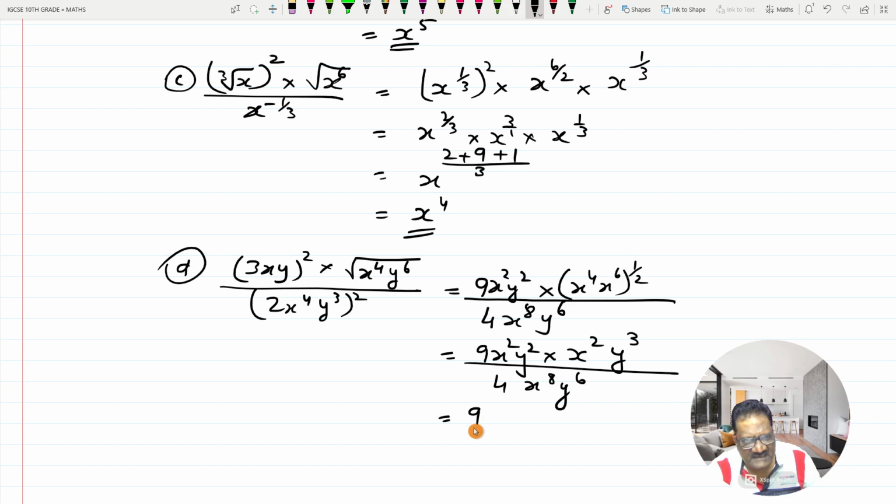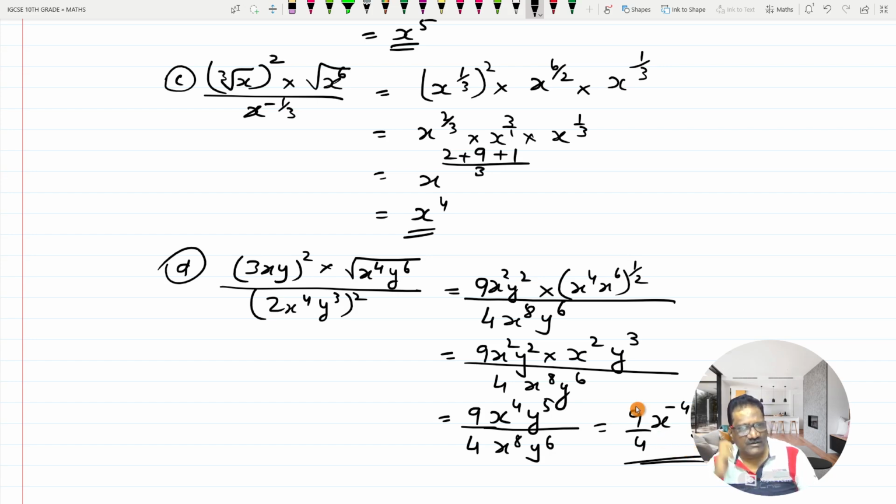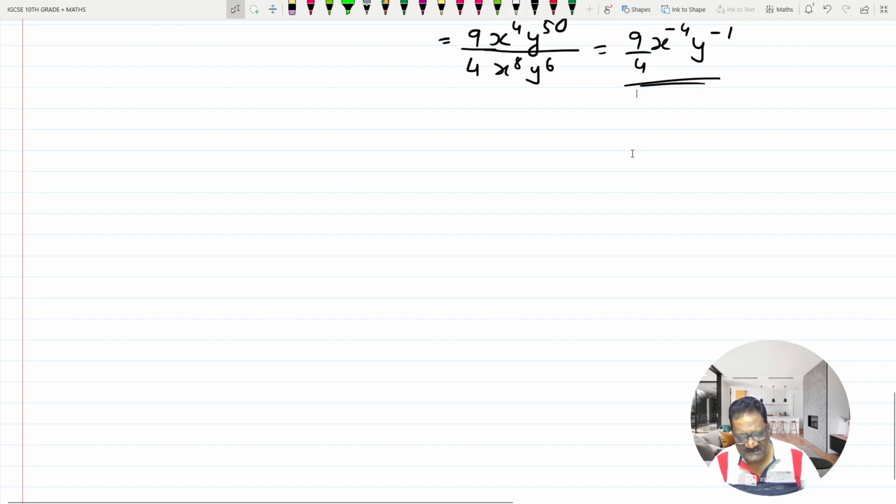Now 9 is going to remain there as it is, 4 is going to remain as it is. Now this is x square and this is x square, so this will become x raised to 4. This is y square and this is y cube, this is going to become y raised to a 5, and below you have x raised to a 8 and y raised to a 6. This can be written as 9 upon 4, x raised to 4 minus 8. 4 minus 8 is minus 4, and y raised to a 5 minus 6, that is minus 1. So your final answer has to be 9 upon 4, x raised to minus 4, y raised to a minus 1. So that was question number 2, sub questions A, B, C, D all solved out.